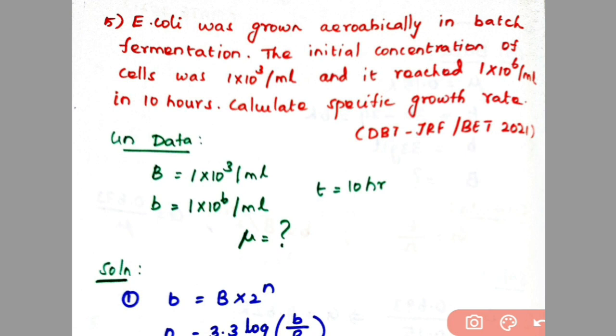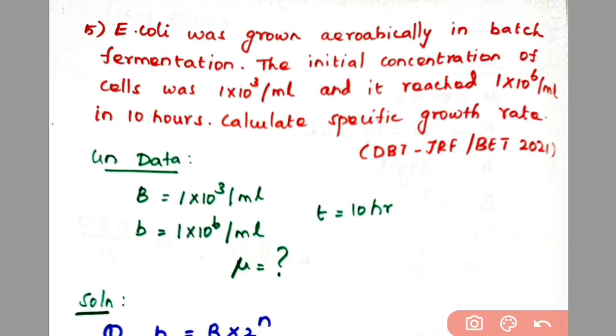Problem number 5: E. coli was grown aerobically in a batch fermentation. The initial concentration of cells was 1 into 10 power 3 per ml and it reached 1 into 10 power 6 per ml in 10 hours. Calculate the specific growth rate. Okay, so the given data are: time interval T is 10 hour, and before the time interval the cell population was 1 into 10 power 3 per ml, that is capital B. And after 10 hours your concentration reached 1 into 10 power 6 per ml, so small b is 1 into 10 power 6 per ml.